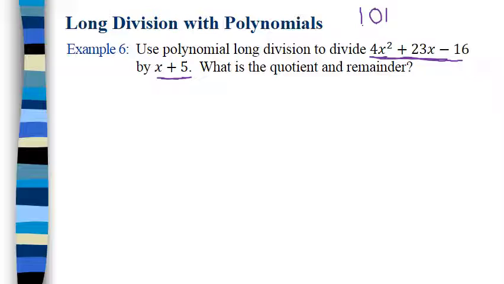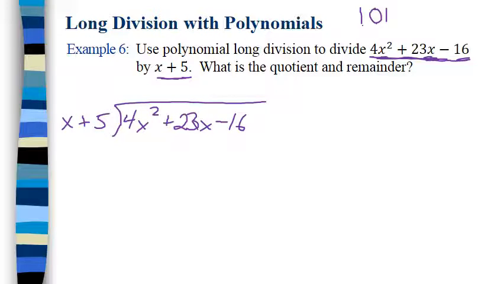So this is already done for us. So x squared, x to the 1, no x, so we're good. Okay, so we write the dividend out, 4x squared plus 23x minus 16, and we're going to divide that by the divisor x plus 5. Okay, so in regular long division, we want to know how many times this guy will go into the first couple numbers. But here, we're going to ask how many times does x go into 4x squared? So how many times does 1x go into 4x squared? And so 1x goes into 4x squared 4x times.